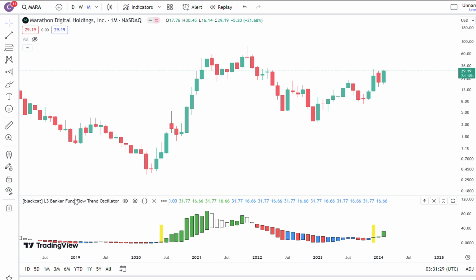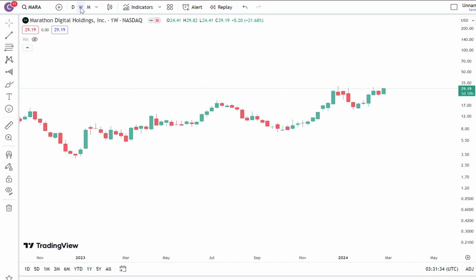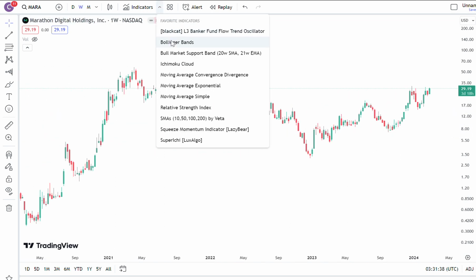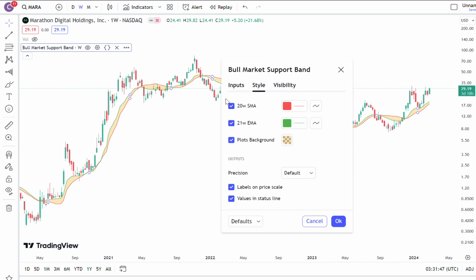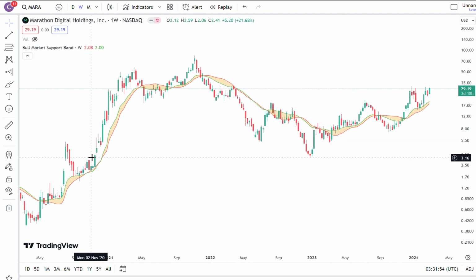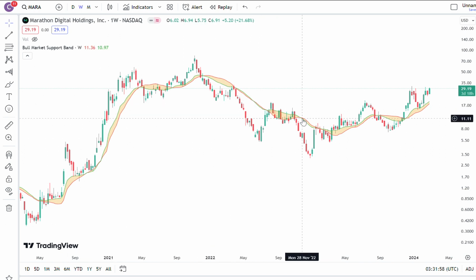Okay, I beat the monthly to death here. I'm going to move over to the weekly time frame. With the weekly time frame, I always like to start with the bull market support band because it really gives you a nice trend here. Now, the bull market support band consists of the 20-week simple moving average and the 21-week exponential moving average. It gives you a pretty nice band. Overall, if the band goes up, it seems to be pretty good support for a bull market. When it goes down, it seems to be a pretty good resistance for a bear market, right?